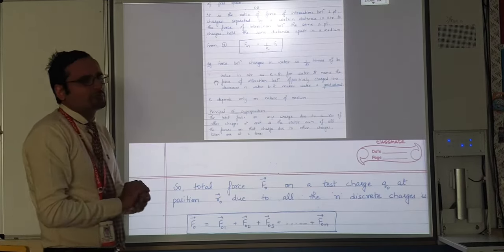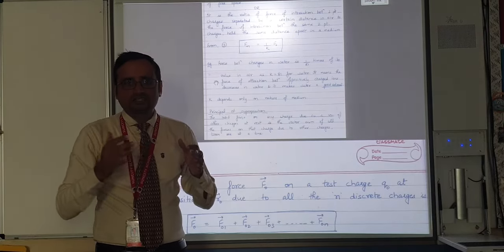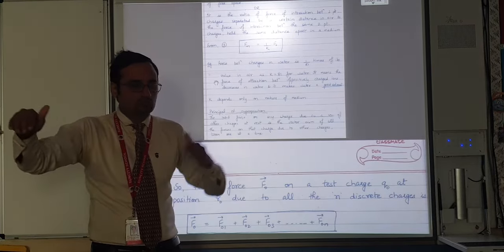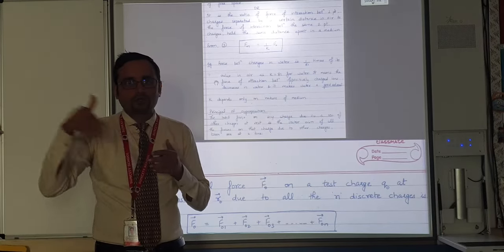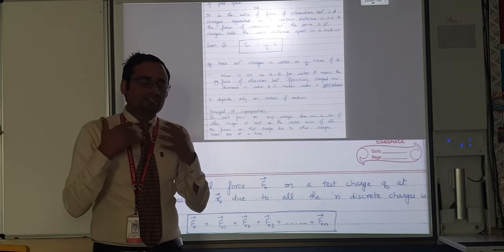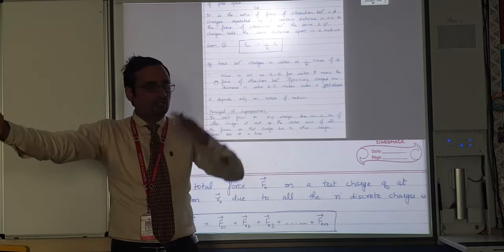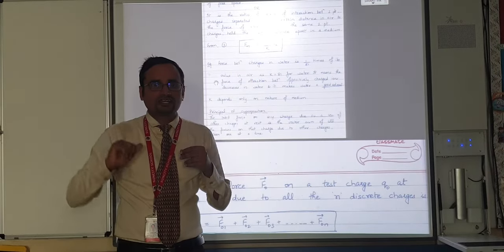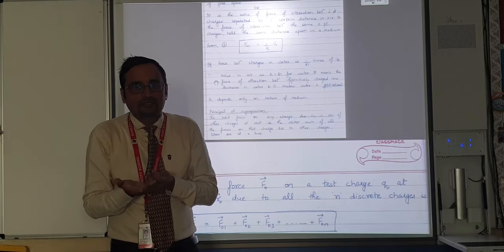Now, principle of superposition, by the way, this is nothing. It's a very simple thing. Let us consider there are three people. One, two, three. Now, we all exert force on one another. Or let us suppose I am a particle and there are two more particles. Now they are exerting force on me. What is the total force I am experiencing?